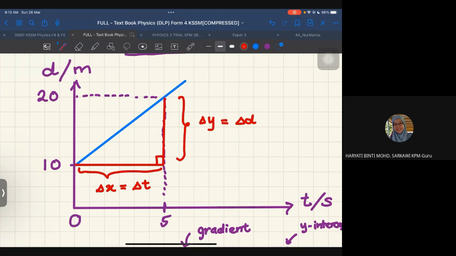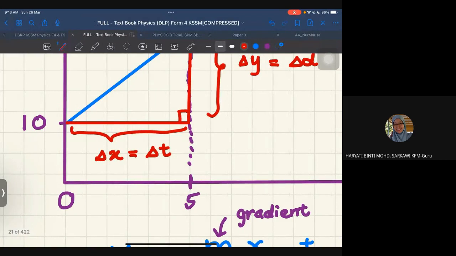So what is the change in x-axis? How much is this value? This is 0, this is 5, so we know that here is 5 seconds. So the change in t-axis is 5. I can write it like this: equals 5 minus 0.